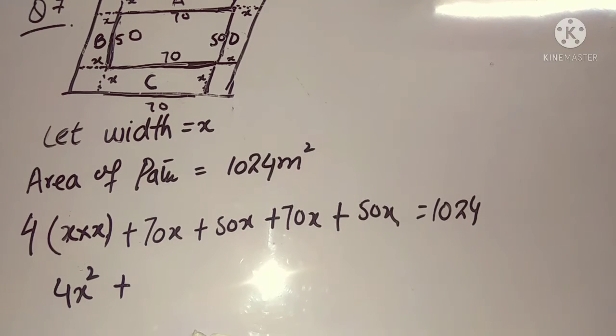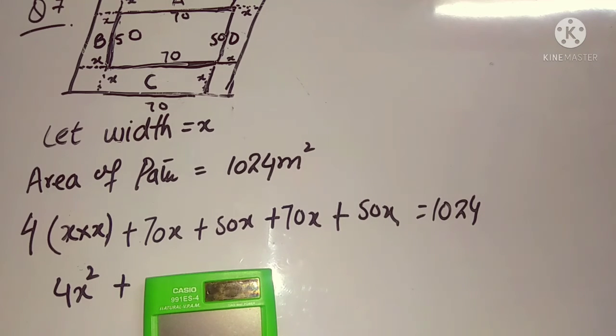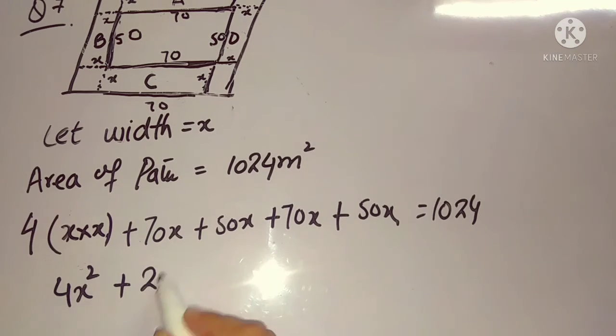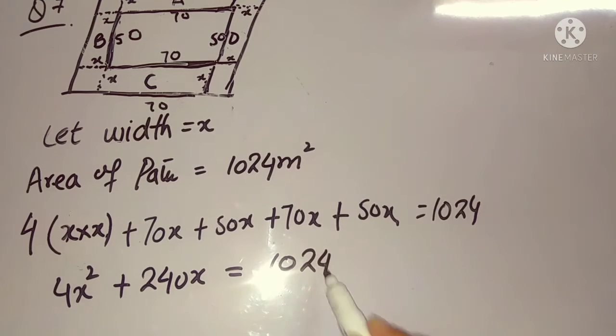So I'm going to add it. 70 plus 50 plus 70 plus 50. So we'll get 240. So I'm having 240x is equal to 1024.